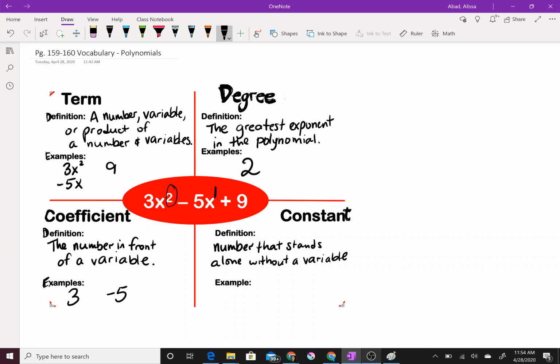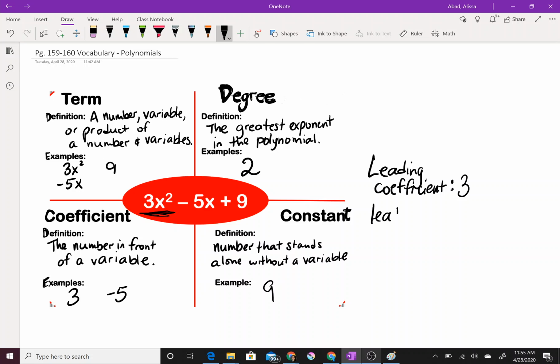And then constant, that's the number that stands alone without a variable. So that would be 9 here. Okay, another thing to keep in mind is noting the leading coefficient. So the leading coefficient is going to be the coefficient of the term that has the greatest degree here. So in this case, this is our leading term. So the leading coefficient is 3 here.